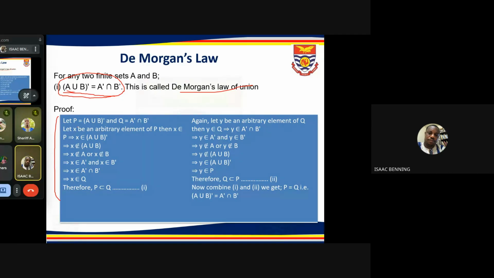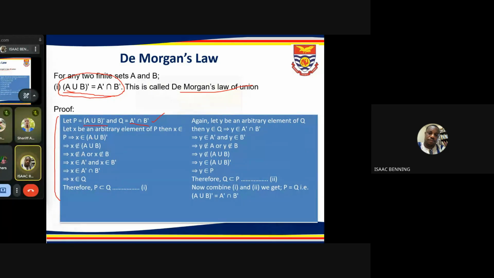So we let P be equal to the left side, that is (A union B) complement. Then we let Q be equal to A complement intersection B complement. That is the right side. Now, if we take the left side, we want to see that if we manipulate the left side, we can get the right side. So we let X be an arbitrary element of P, so X belongs to set P. If X belongs to set P, it implies that X is a member of (A union B) complement.